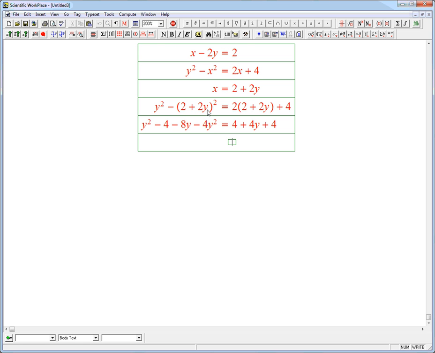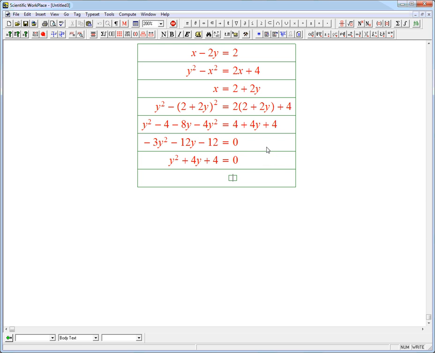Okay, now let's collect it all on one side. We've got minus 3y squared, and then minus 12y, and minus 4, minus 4, minus 4, so minus 12 equals 0. There's a minus 3 that can come out of that, so that's very nice. y squared plus 4y plus 4, aha, equals 0. That's a perfect square. That's just y plus 2 squared equals 0. So the only solution is y equals minus 2.